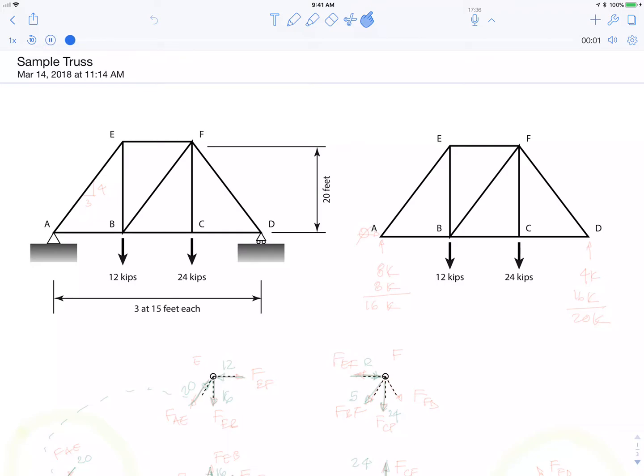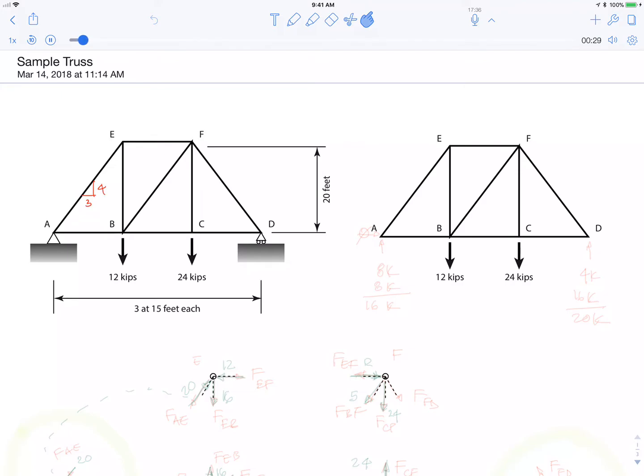So here's the example we're going to do 3 different times. We'll do it first here in the traditional method. Next we'll do it just keeping track of X and Y components. And finally we'll use the shortcut that I'm trying to teach you. The triangles are 15 feet wide and 20 feet tall, which makes these 3, 4, 5 triangles.